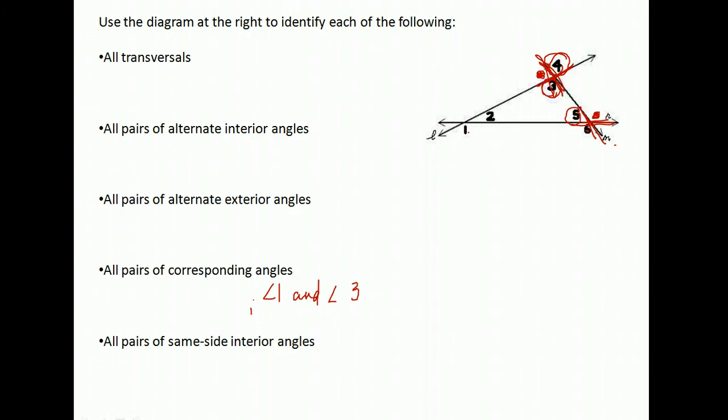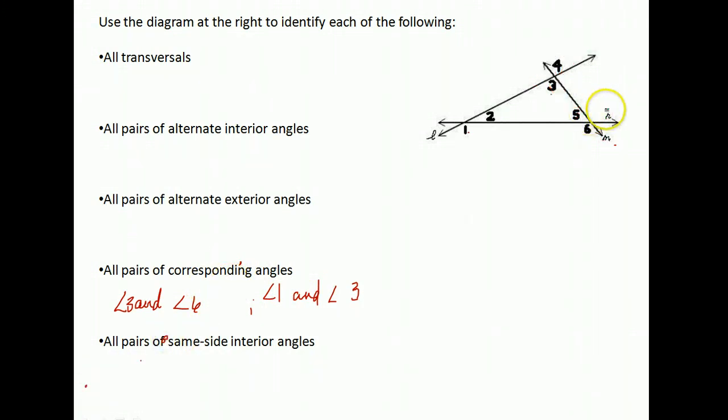Angle 3 is to the left of the transversal and below. Okay, its corresponding angle is to the left and below, angle 6. So angle 3 and angle 6 are our only other pair of corresponding angles. And again, this is a more complex drawing, but you just need to isolate one transversal at a time when you're trying to identify different parts. Okay, I'm going to clear one more time, and then we'll talk about same side interior angles.